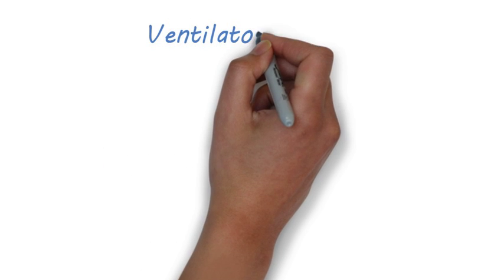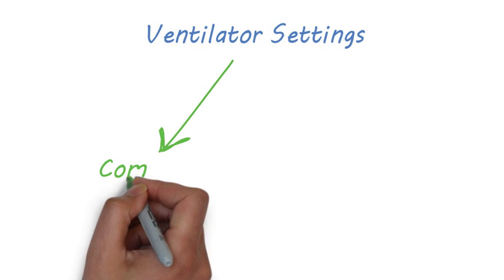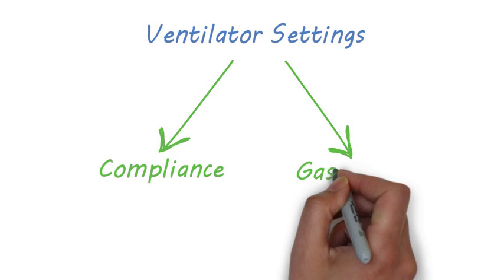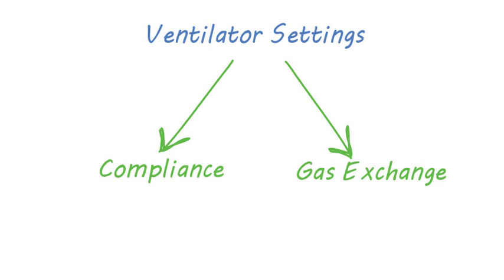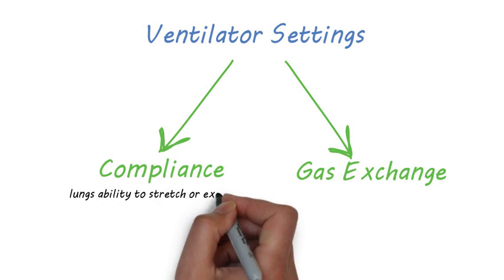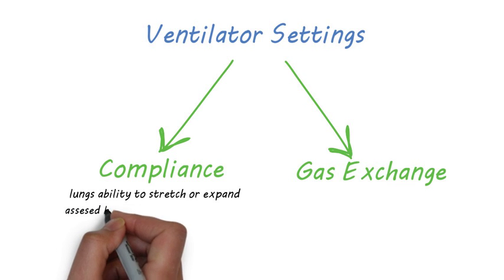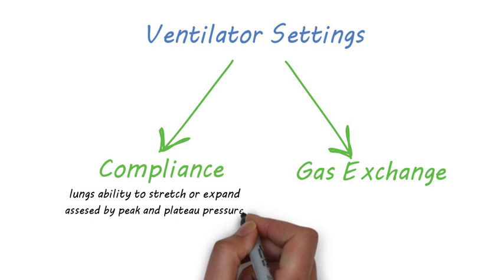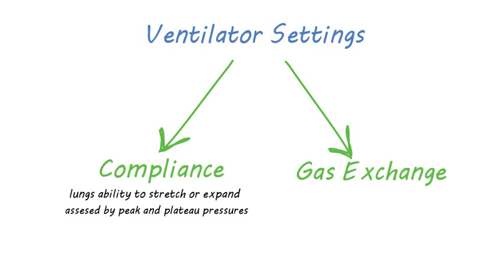Ventilator settings are changed based upon a patient's respiratory compliance and gas exchange. Respiratory compliance, or the lung's ability to stretch or expand, is assessed by measurements of peak and plateau airway pressures from the ventilator. We will discuss airway pressures later in this presentation.